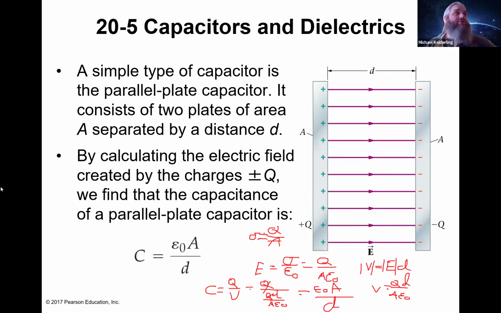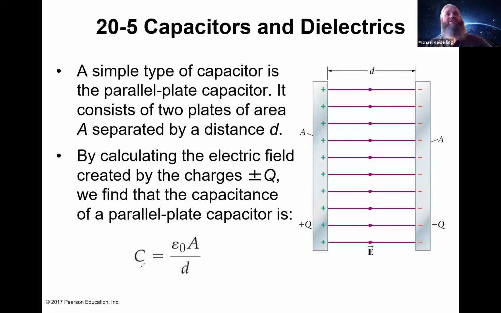Okay, so I'll just clear that. So the capacitance of a parallel plate capacitor, the simplest sort of capacitor, is epsilon naught area over distance. We can use that to find relationships about capacitors, which we'll do in the next chapter. So that's the basic parallel plate capacitor.